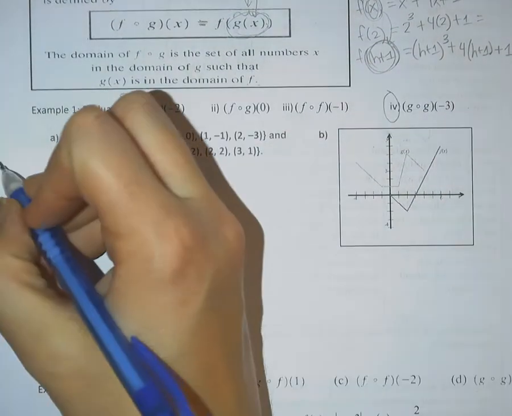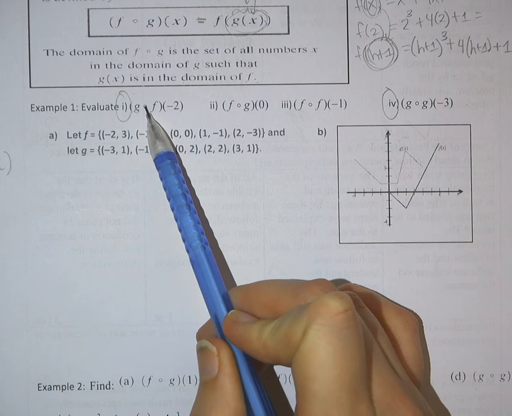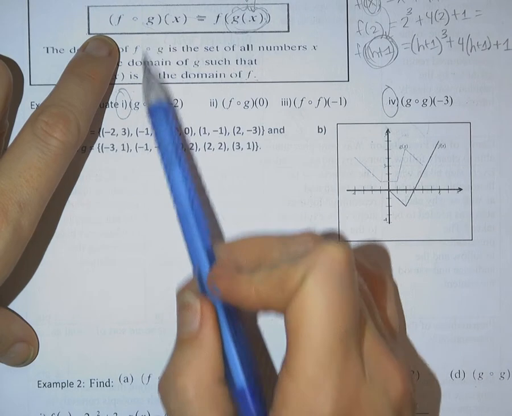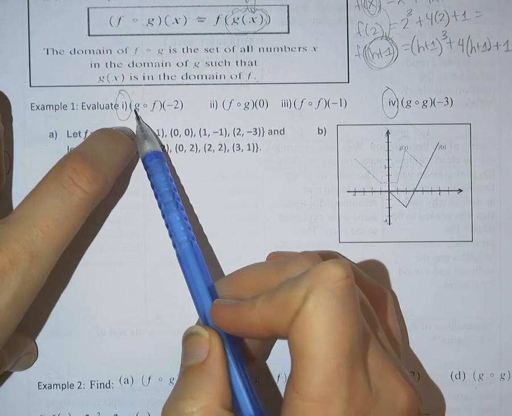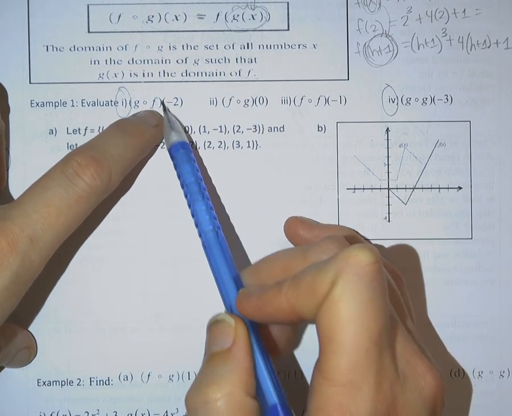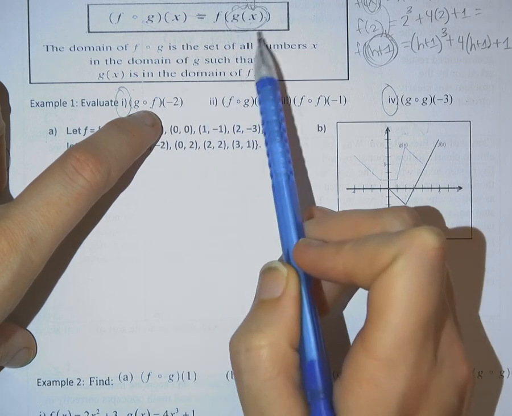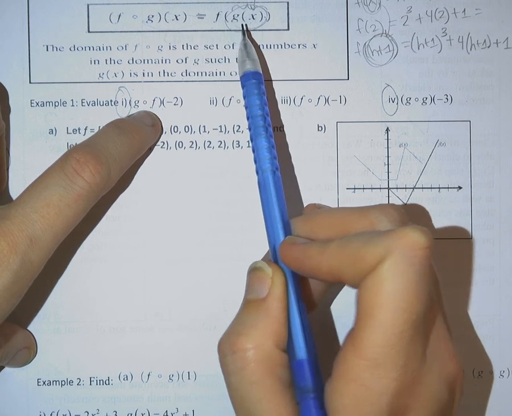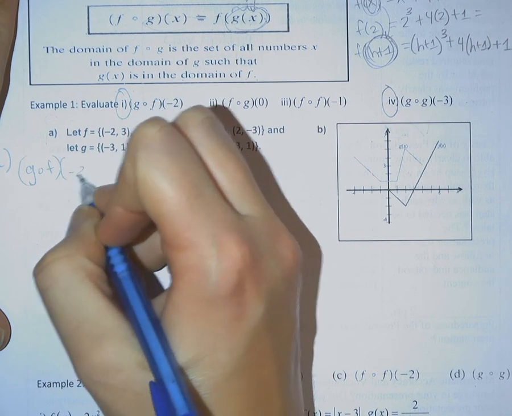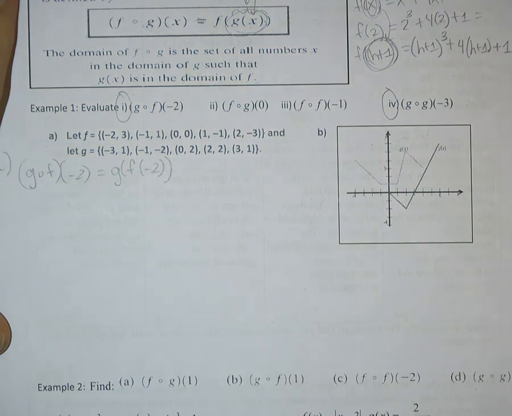If I look at number 1, this is telling me to find g composed with f of negative 2. If we follow this rule up here, g composed with f means that g would be the outside function as it comes first, and then f would be the inside function as it comes second. And then instead of x, we are going to have negative 2 this time. So g composed with f of negative 2 is really g of f of negative 2.